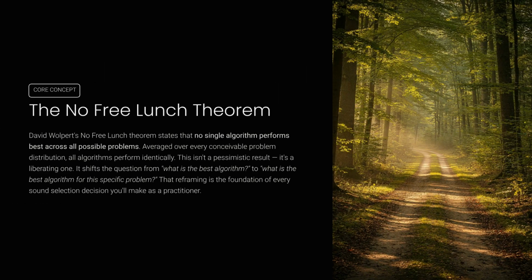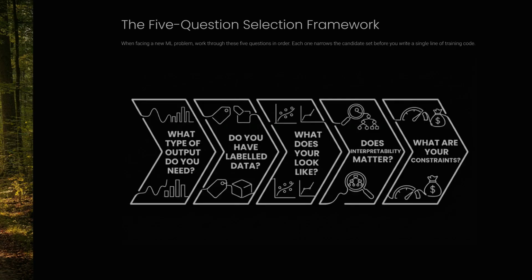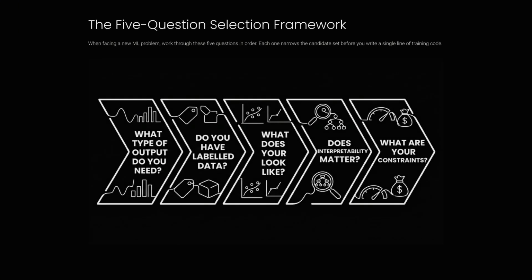The core concept is the no free lunch theorem, which states no single algorithm performs best across all possible problems. This shifts the focus to finding the best algorithm for a specific problem. The 5-question selection framework helps you narrow the candidate set of algorithms before writing any code. The questions are ordered to eliminate most candidates fastest.